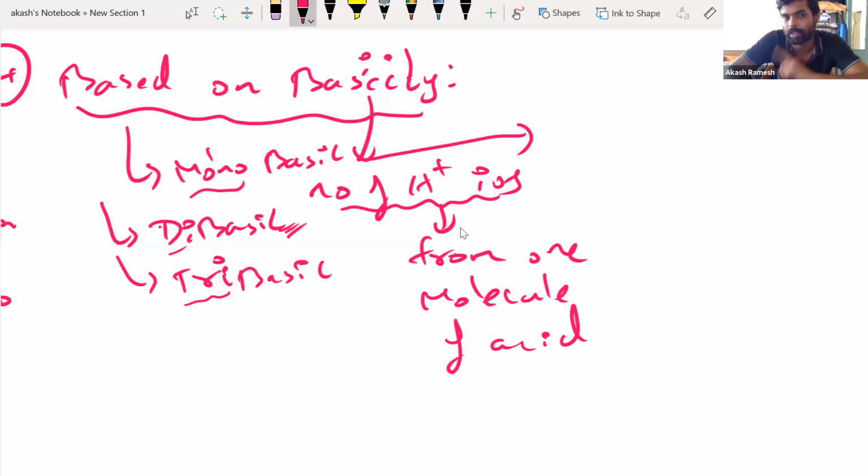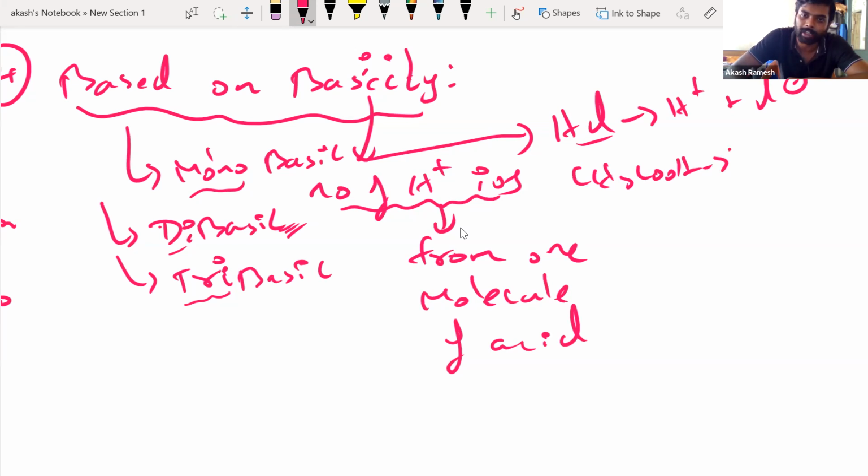Say for monobasic, can you give me any example of an acid which gives only one H plus ion per molecule? It's very simple, right? I told you, the number of H plus ions from one molecule of an acid. Say HCl can be an example. How many H plus will it give? Only one H plus and Cl minus, right? HCl is a very good example.